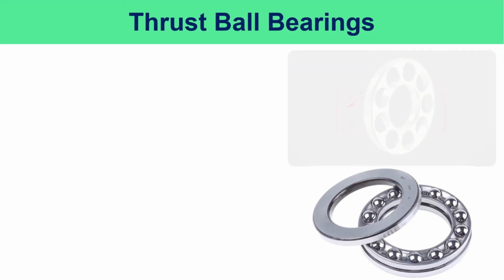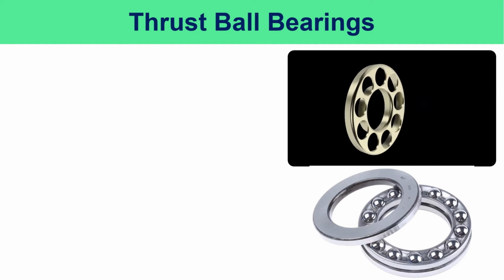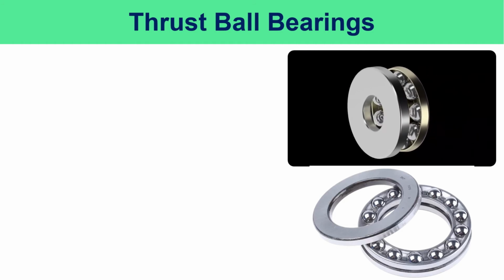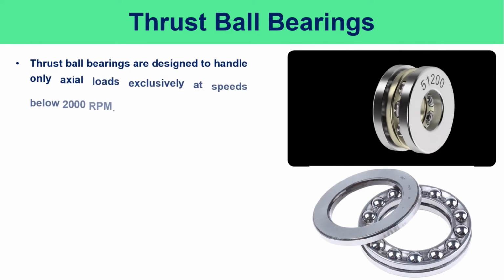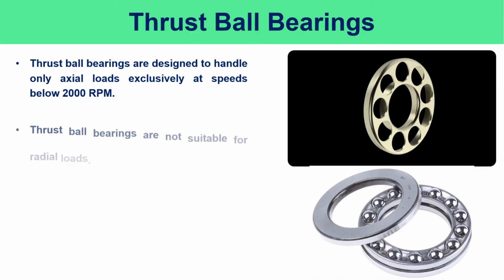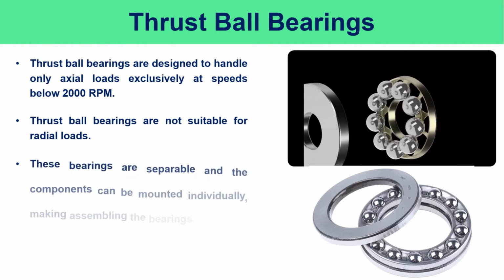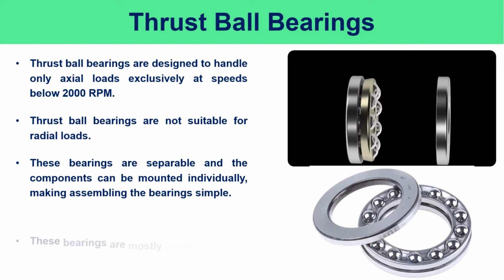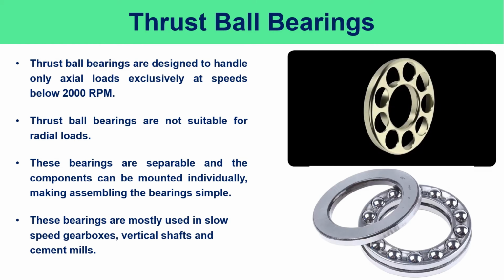Thrust ball bearings. A thrust ball bearing has balls enclosed in a cage between the shaft washer, which corresponds to the inner ring, and the housing washer, which corresponds to the outer ring. Thrust ball bearings are designed to handle only axial loads exclusively at speeds below 2000 rpm. Thrust ball bearings are not suitable for radial loads. These bearings are separable and the components can be mounted individually, making assembly simple. These bearings are mostly used in slow-speed gearboxes, vertical shafts and cement mills.